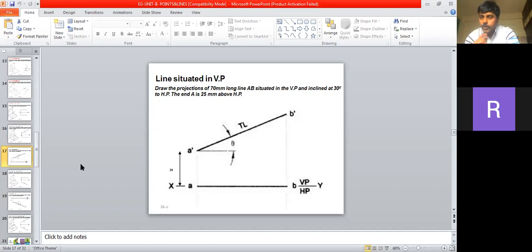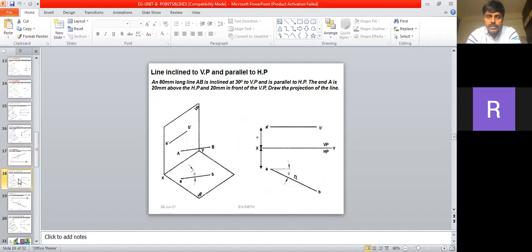Now I need to get the A point. When I want to mark the A point, I need the in front distance. But they are saying there is no in front distance. The in front distance is 0. Since it is 0, the AB line should be on the XY line itself. Okay, please make a note of that. Did you take the screenshot?